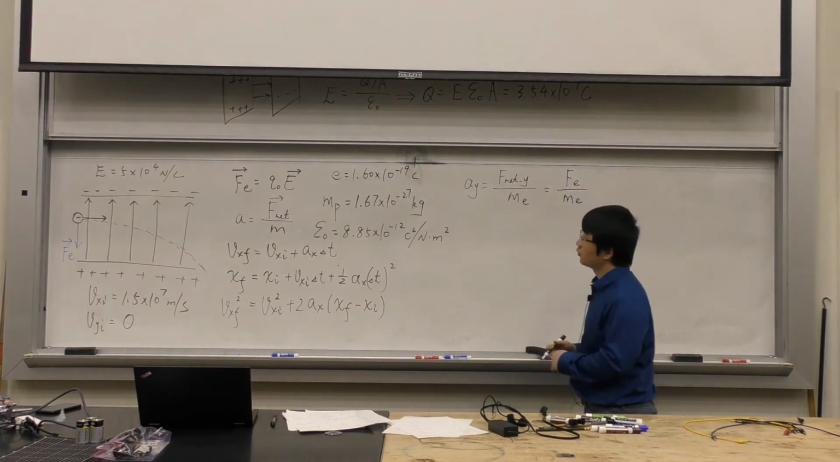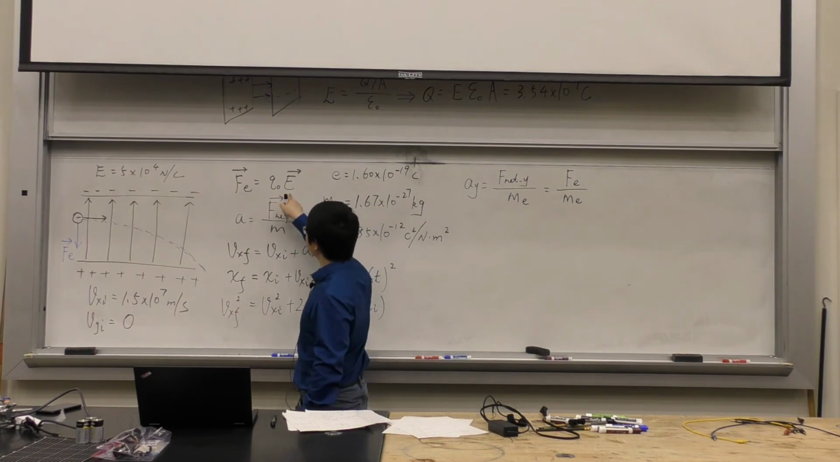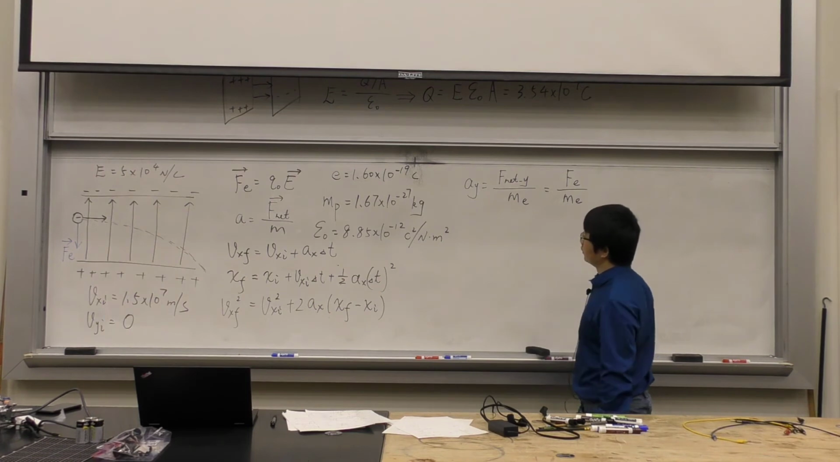So this is going to be the electric force on it. And then how do you find the electric force? That's still charge times the electric field. And this problem is going to be easier than the previous one because the electric field is already given. You don't need to find the electric field. So that's how you find the acceleration in Y direction.